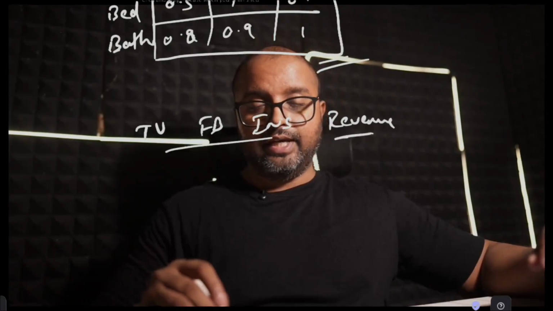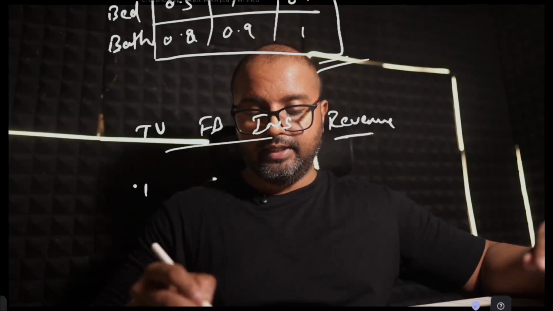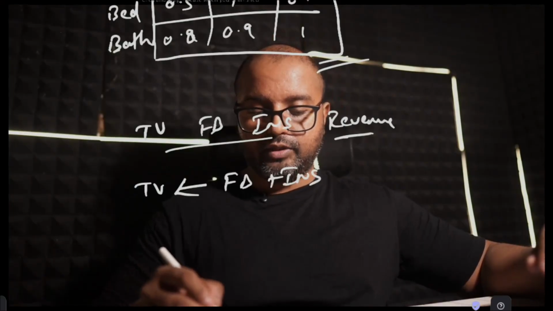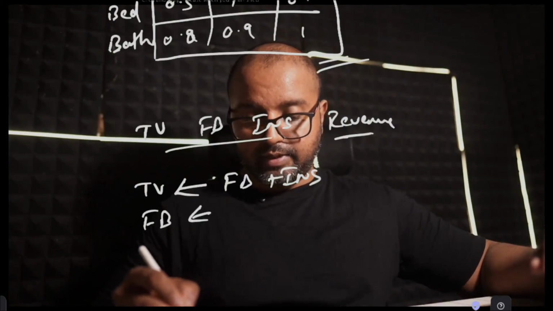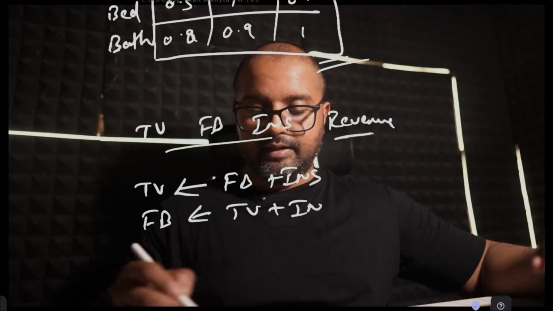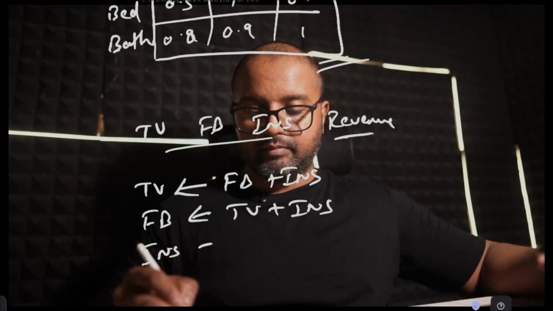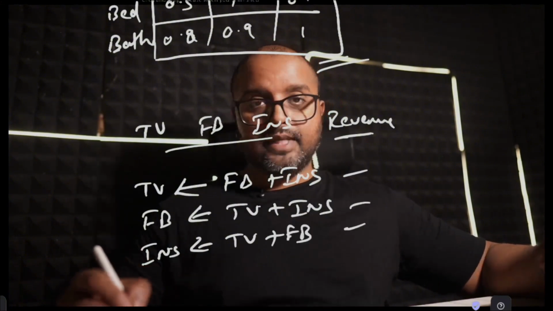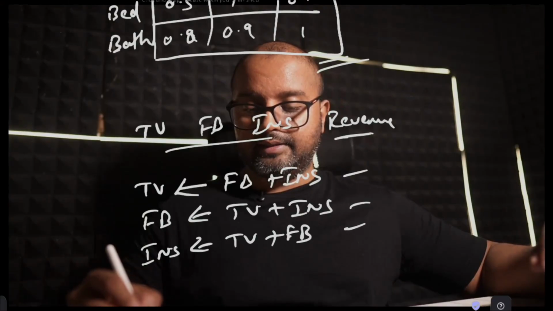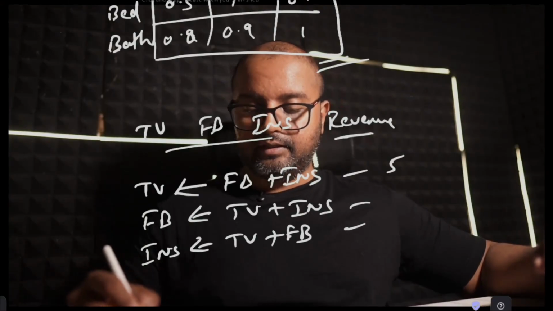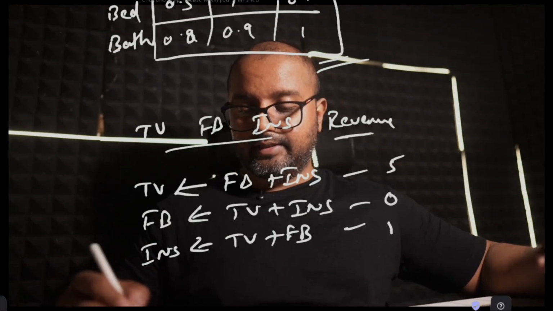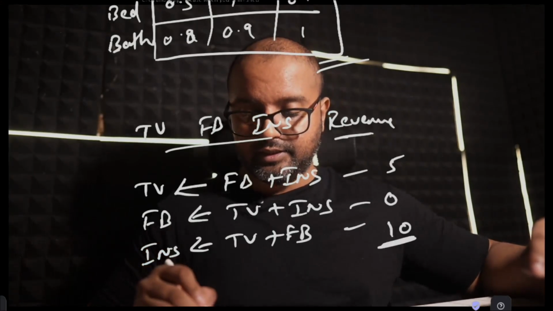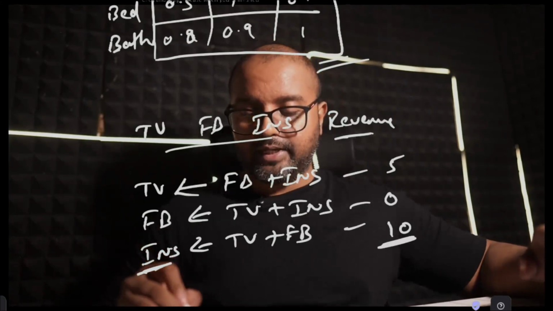But if we run VIF against each other, how much of TV can be predicted by Facebook ads plus Instagram, and how much of Facebook ads can be predicted by TV ads and Instagram ads, and finally, how much of Instagram is predicted by TV and Facebook. And if you see, even if one of them has high R squared, and let's say this is 5, and then this is 0, and then maybe this is a 10. So this is the variable that we want to pay particular attention to, in this case, Instagram, because that can be easily explained by TV and Facebook.